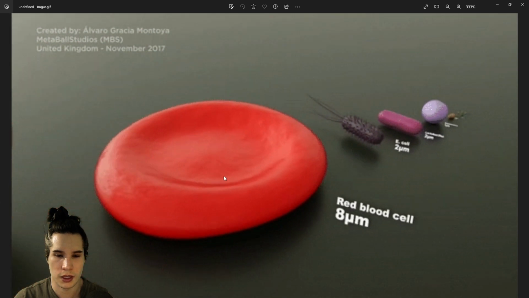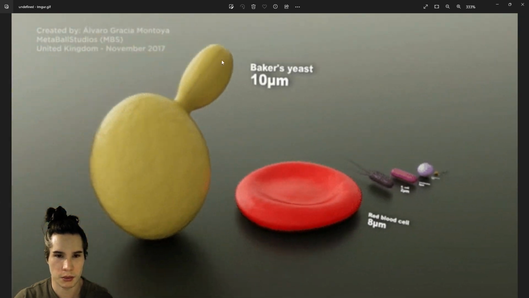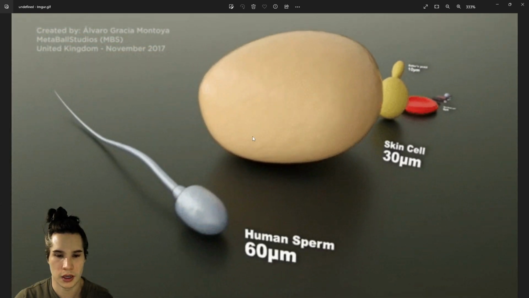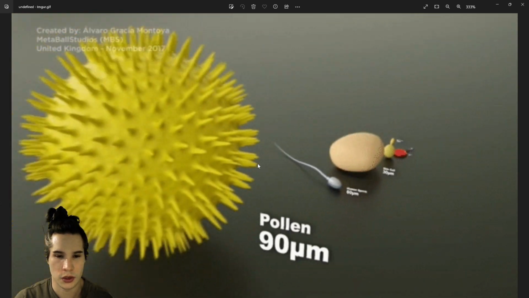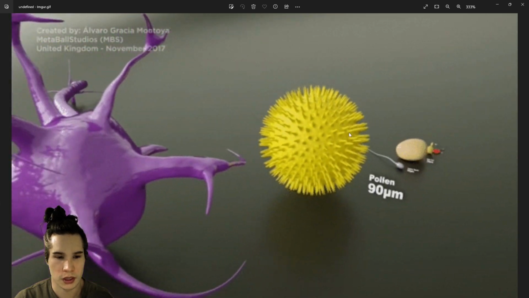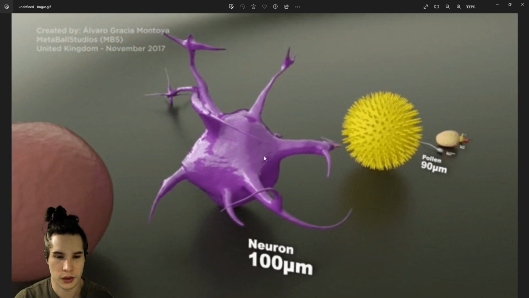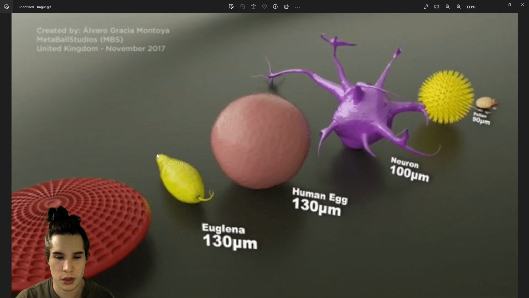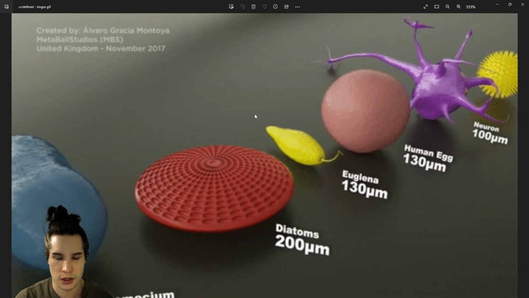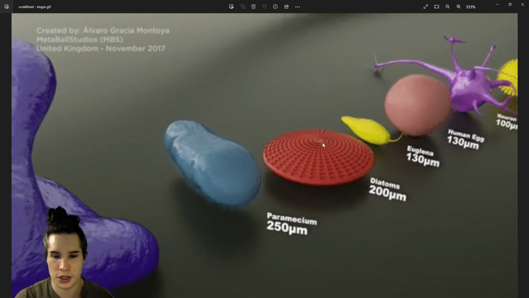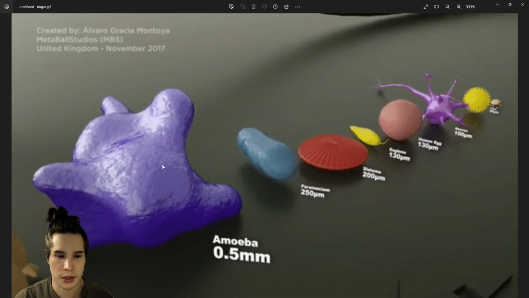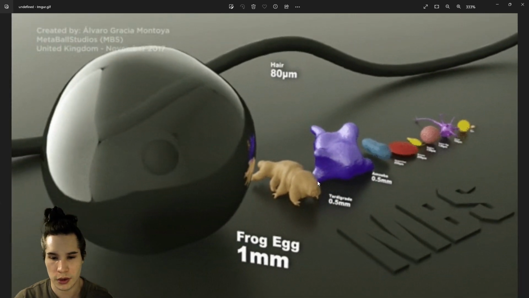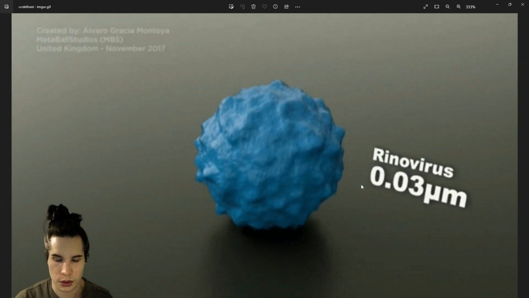Then we have red blood cells, which are devoid of nuclei, and baker's yeast, which is a type of fungi containing a nucleus, so it's a eukaryote. We have sperm, which use whip-like flagella for their motility. They're also haploid. We've got neurons, human eggs, euglena, which is a type of protist, a single-celled eukaryotic cell. Same with diatom, same with paramecium, same with amoeba, which use pseudopodia as well as cytoplasmic streaming for movement.